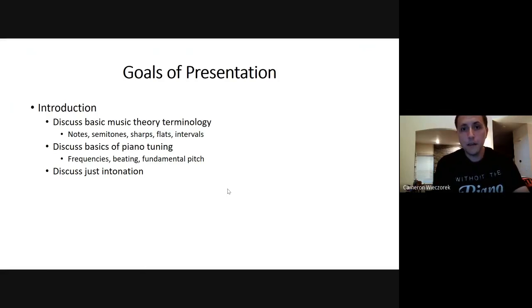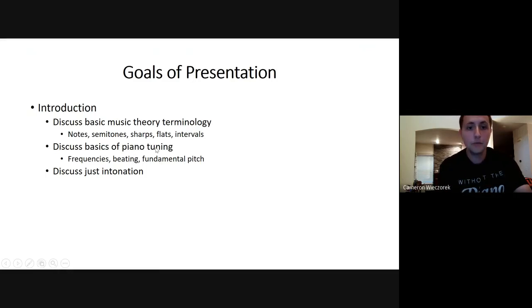I want to start by laying out the goals of the presentation, and then we'll get into the heart of the talk. For introduction purposes, I want to discuss some basic music theory terminology that we're going to be using throughout the presentation. So I'll introduce vocabulary such as what is a note, what is a semitone or half step, what's a sharp, what's a flat, how do we define an interval in music theory, what's an octave. So we'll go through some basic terminology.